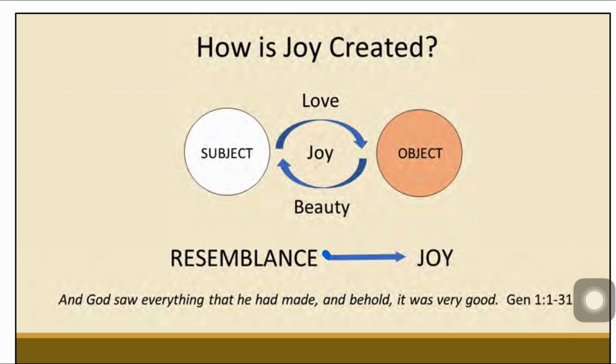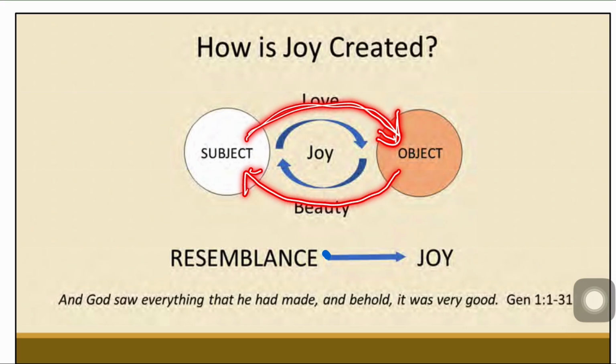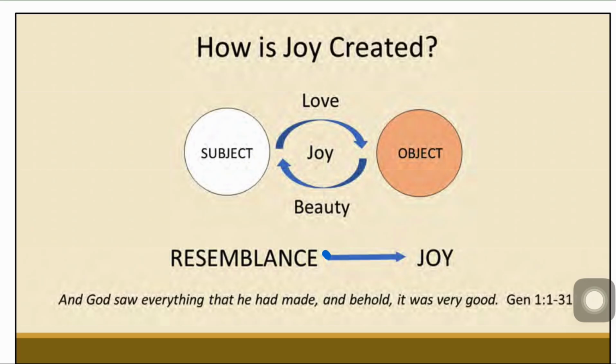How is joy produced? It is through resemblance. If the object resembles the subject, then joy is produced. If the subject who loves the object sees that the object resembles the subject, then that is when joy is produced.